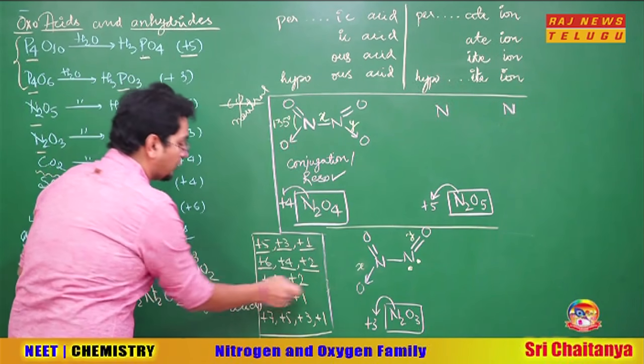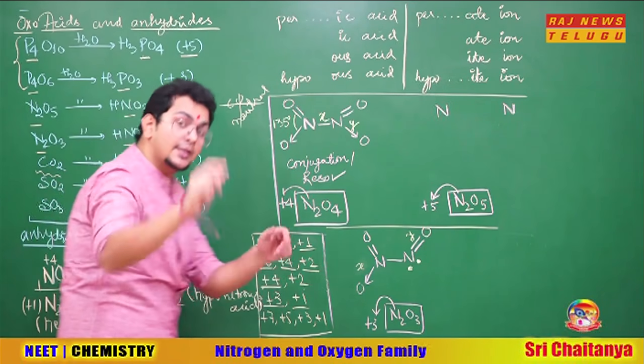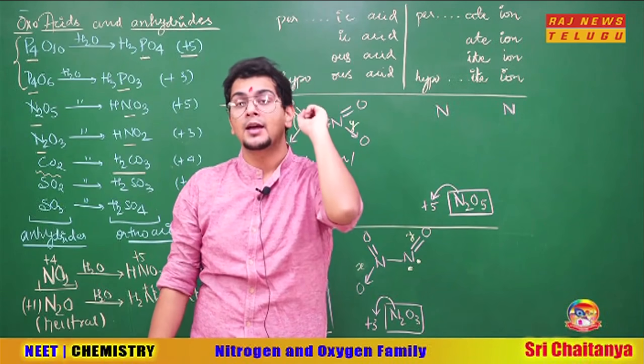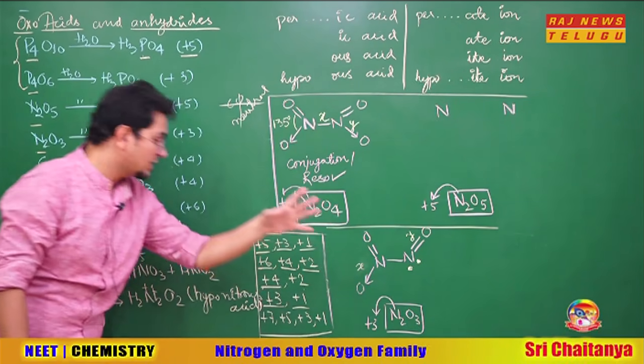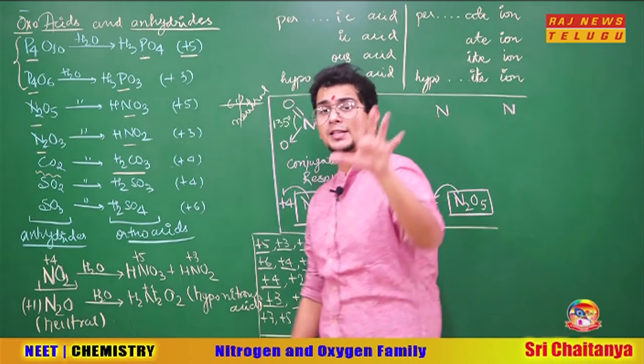+4 is the highest, then +4, +2 will come. +3 is the highest, then +3, +1 will come. If 7 is the highest, then 7 can come, 5 can come, 3 can come, 1 can come. So total 4 different oxidation states are possible. So with nitrogen, the highest oxidation state is +5.